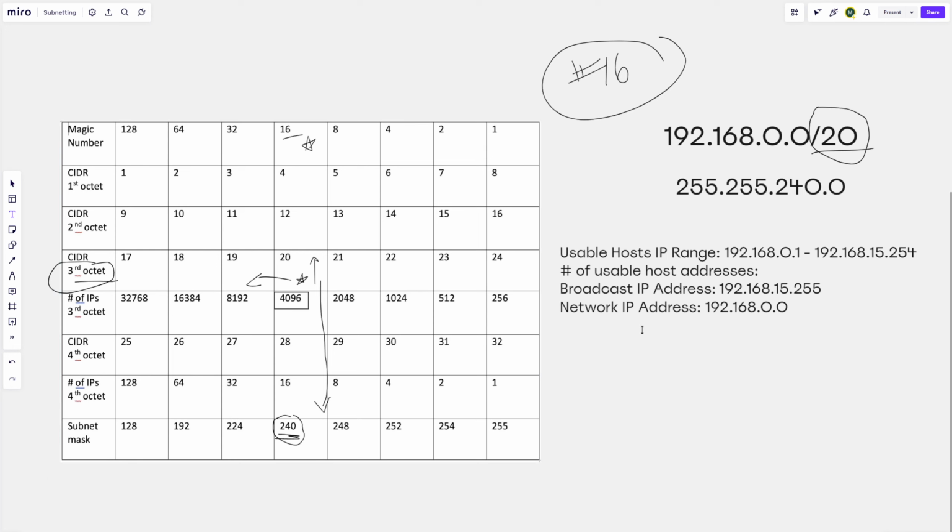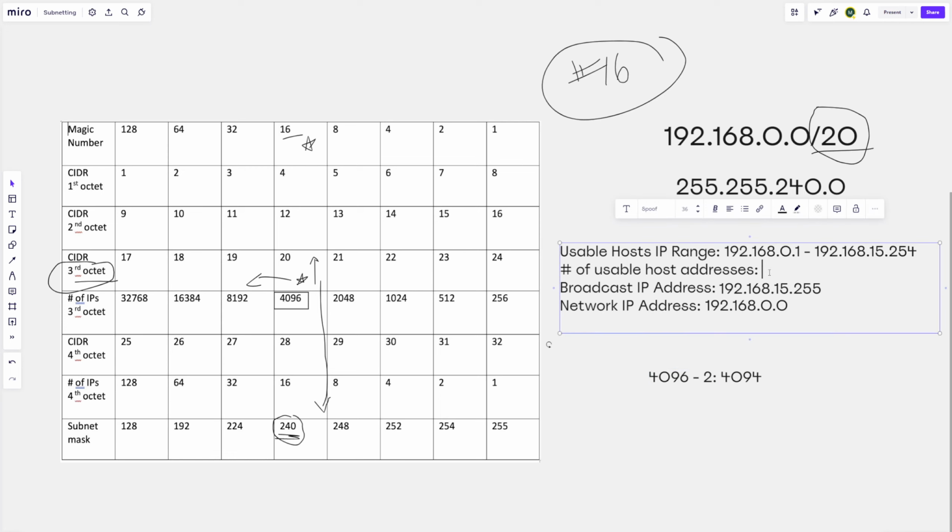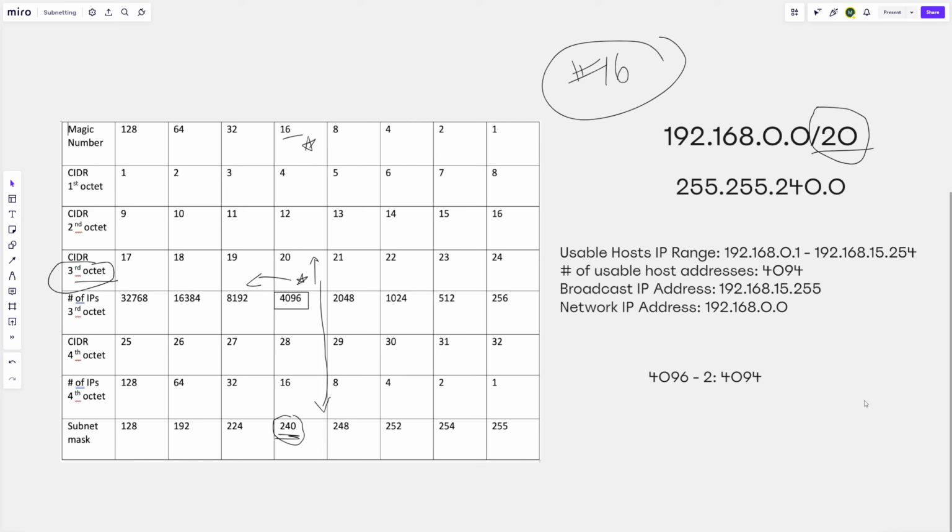What we're going to do here is take that 4096 and subtract 2, because we can't utilize our broadcast and network IP address. So we remove them, and we're only looking for the number of usable host addresses. That's the reason why we're subtracting 2, and that would give us 4094. This would be our answer to this. 4094. Sweet. Now this can be done for any other type of IP address.